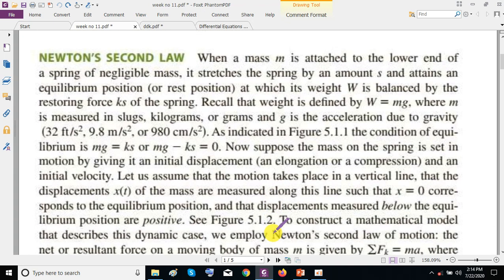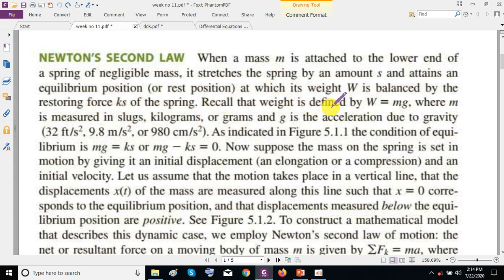Now for the equilibrium position, we derive the spring mass equation through Newton's second law, which is F is equal to ma. So here we write Newton's second law. When a mass m is attached to the lower end of a spring of negligible mass, it stretches the spring by an amount s. It means F is directly proportional to the stretching, that is s, and attains an equilibrium position or rest position at which its weight is balanced by the restoring force ks of the spring.